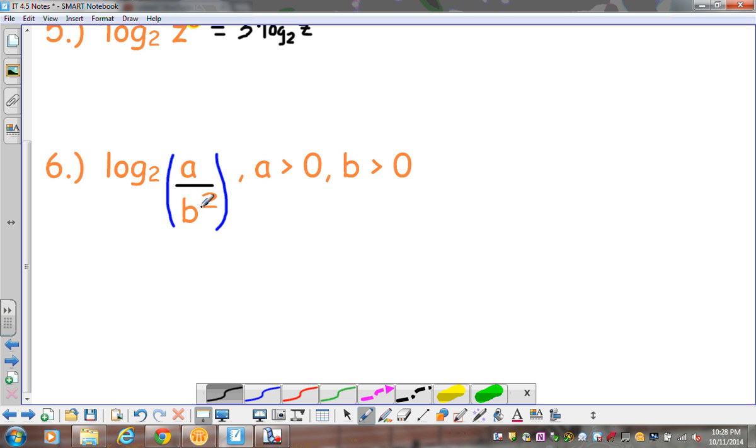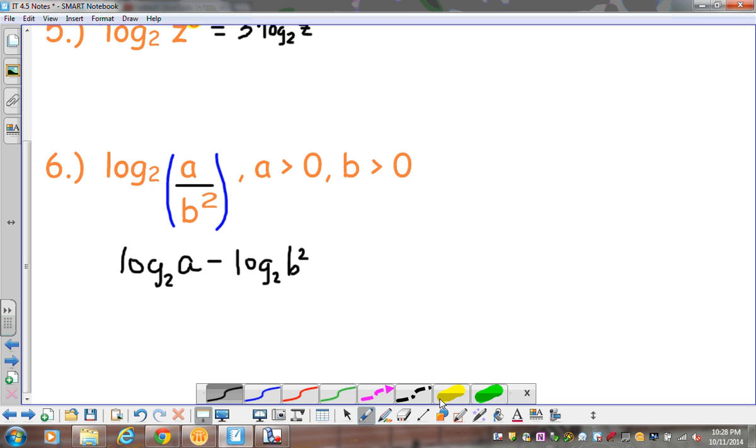In this case, I'm actually dividing, and I've got an exponent. So let's go ahead and work on expanding that first. Remember, division goes with subtraction. So that's the first thing I'm going to do. So we're going to have the log base 2 of a, and the piece in the numerator goes first, minus log base 2 of b squared. Remember, division goes with subtraction. The piece in the numerator is going to come first.